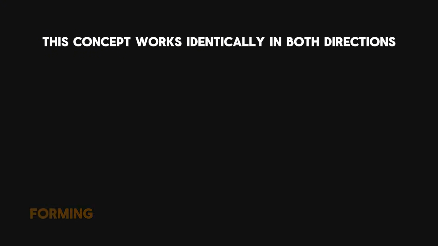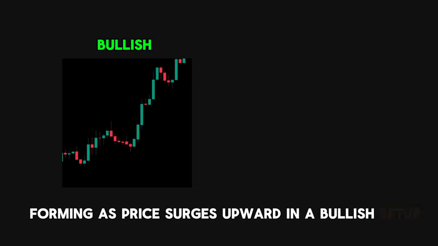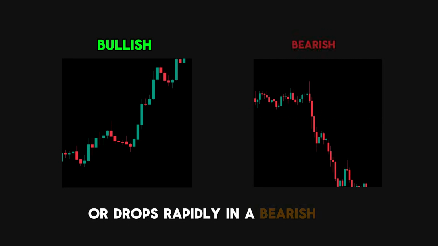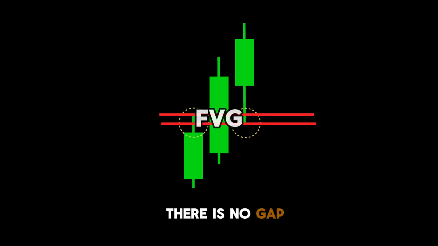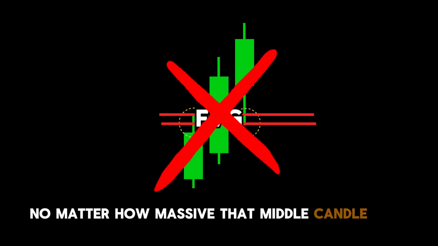This concept works identically in both directions, forming as price surges upward in a bullish setup or drops rapidly in a bearish setup. Just keep in mind that if the wicks of the first and third candles overlap, there is no gap, no matter how massive that middle candle looks.